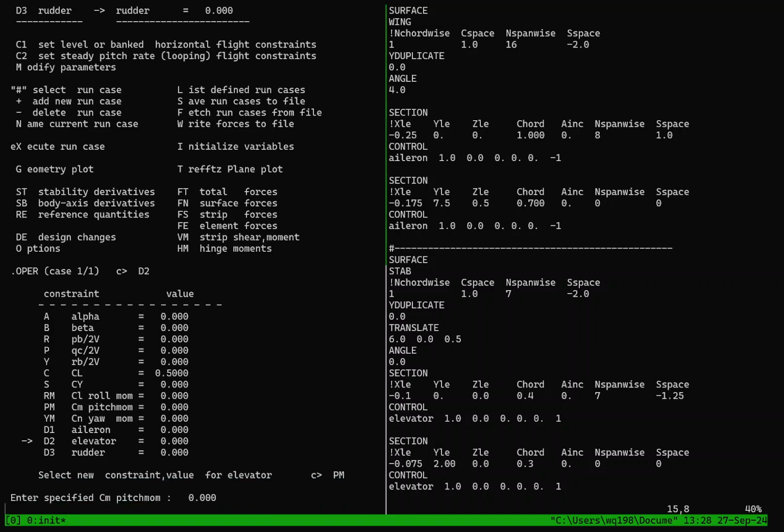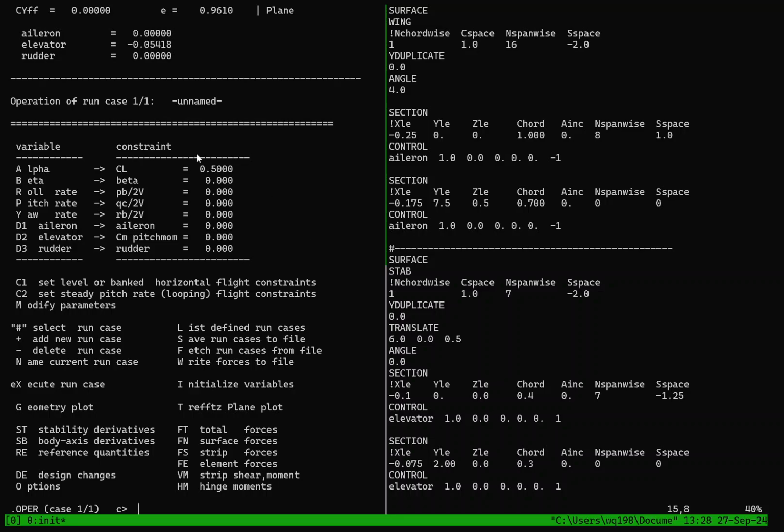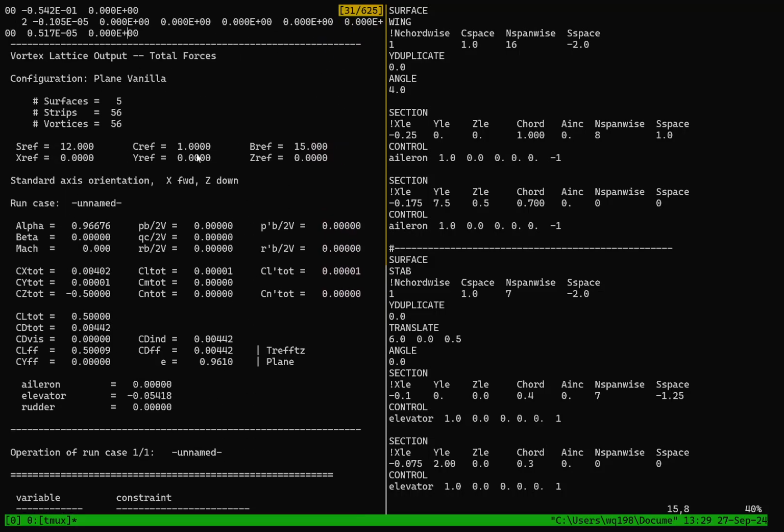And for example, if you know the center of gravity of your airplane is at 0, 0, 0, right? Then the pitching moment has to be what for it to be flying without pitching up or down? 0, right? Okay, 0. And you execute again. So now you see the elevator deflection angle is minus 0.05, so it is no longer 0. And the previous lift coefficient is still going to be set. So the lift coefficient is still 0.5.